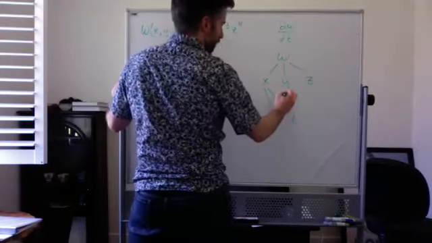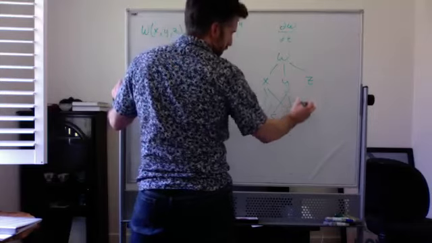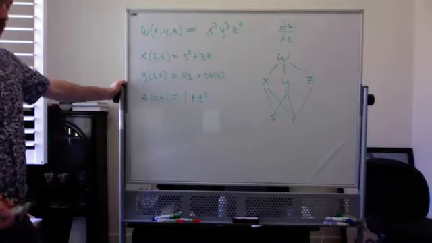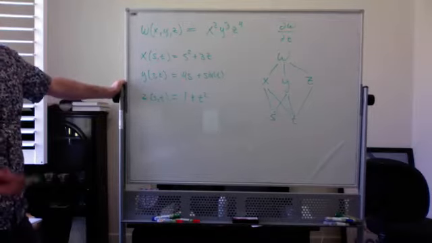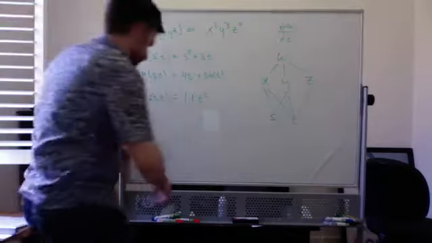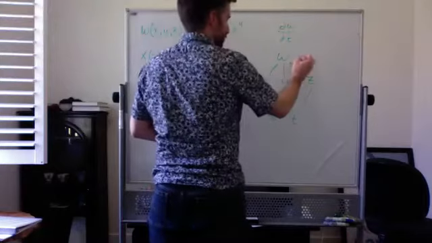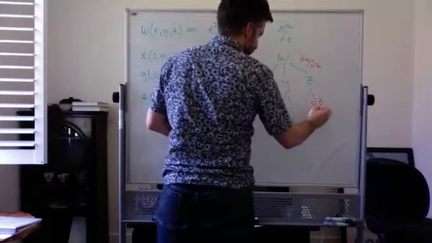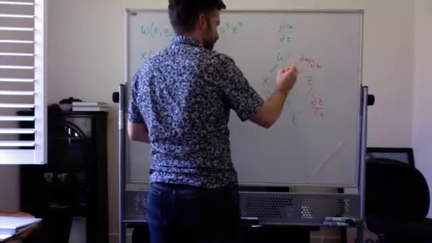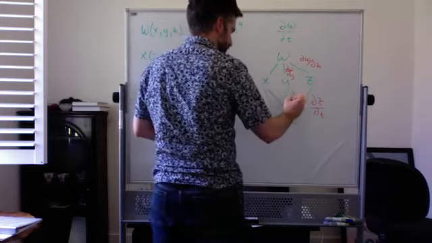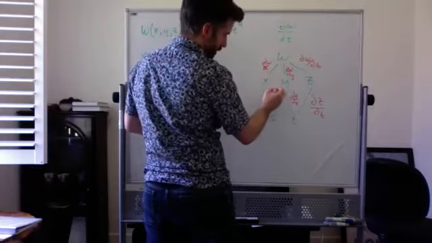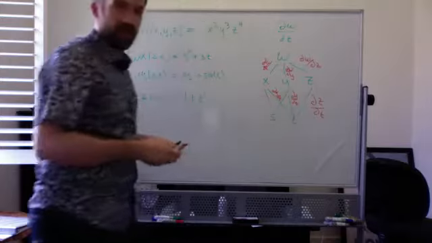So x is a function of both s and t, y is a function of both s and t, and z is just a function of t. So if I want to find del w del t, I have to add up all the paths from w to t. So it's going to be this path, which is del w del z times del z del t, this path, del w del y times del y del t, and this path, del w del x times del x del t. So we're going to add all those up together.